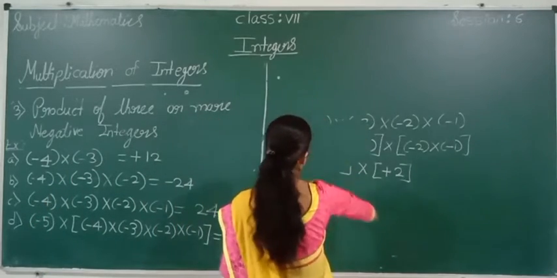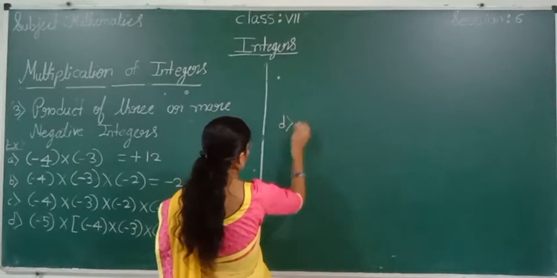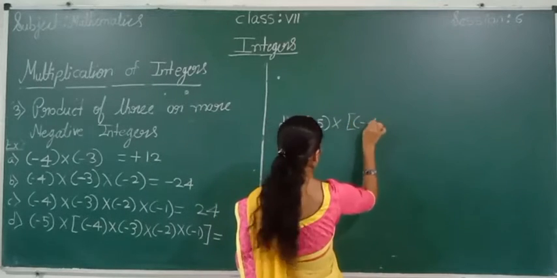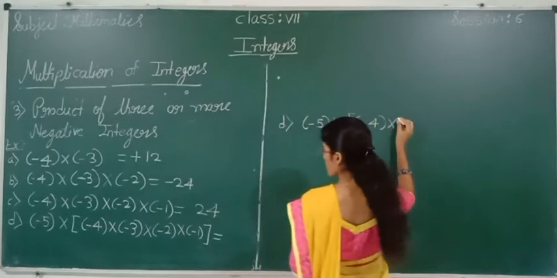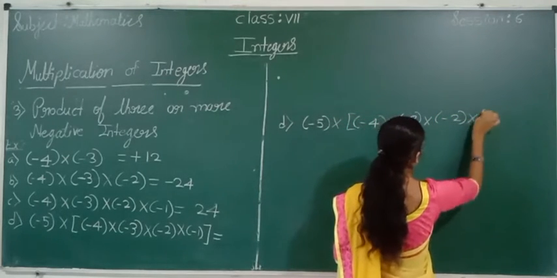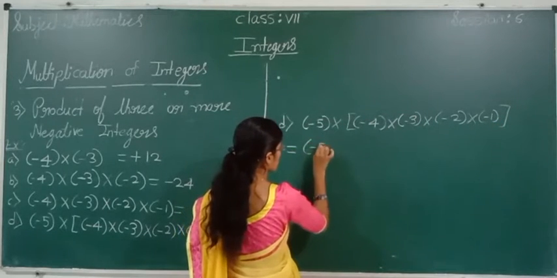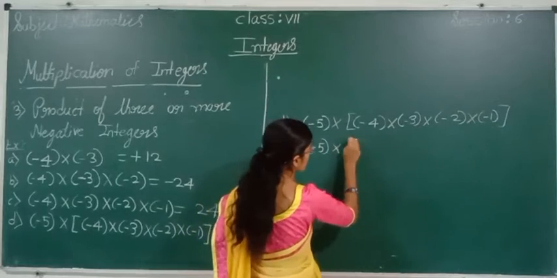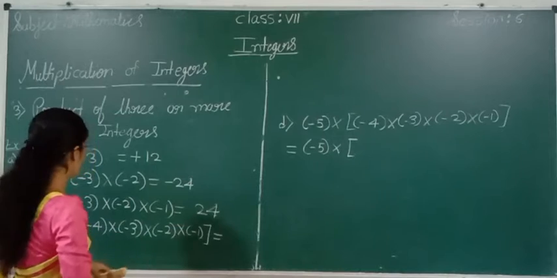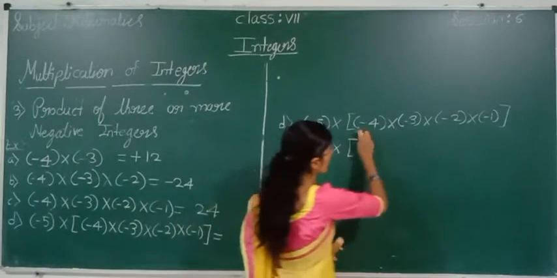So next, D1, you see. Minus 5 into minus 4 into minus 3 into minus 2 multiplied by minus 1. Now see here, minus 5 into... now just we have got the answer here, 24, right? Minus 4 into minus 3 into minus 2 into minus 1, what did we get as the answer here?